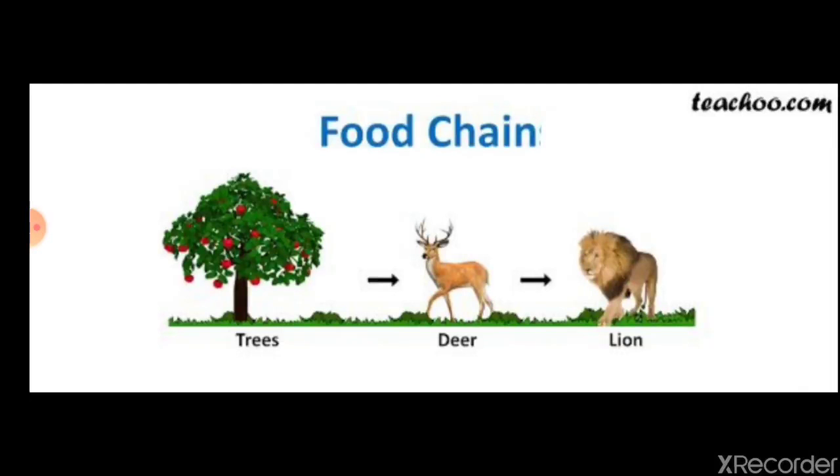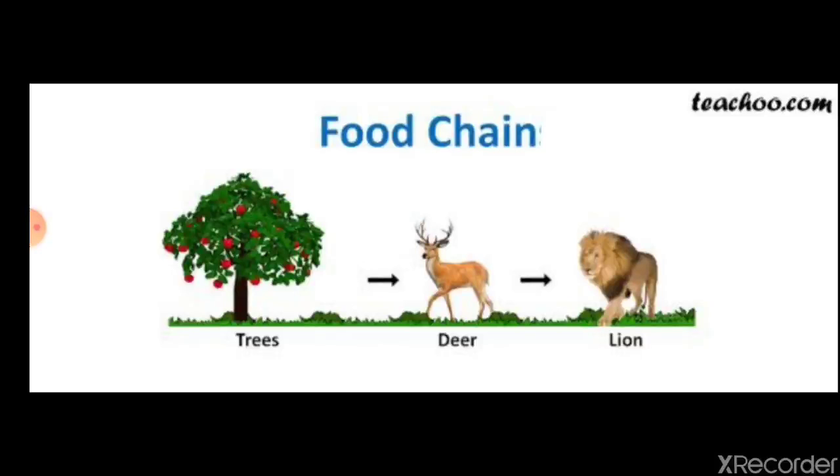A deer, which is a primary consumer, eats grass. The deer is eaten by the tiger or a lion, which is a secondary consumer. And when the lion or the tiger dies, its body is decomposed by the microorganisms or the decomposers, and the nutrients are returned to the soil. The plants absorb these nutrients again from the soil. This completes the food chain.